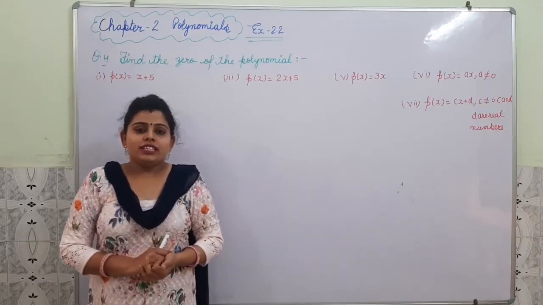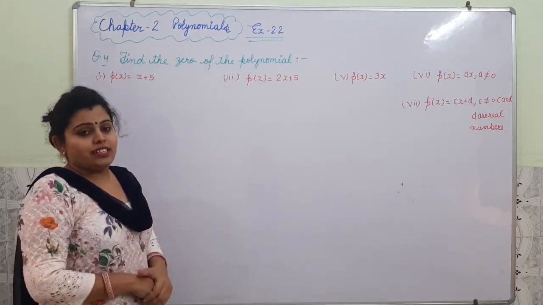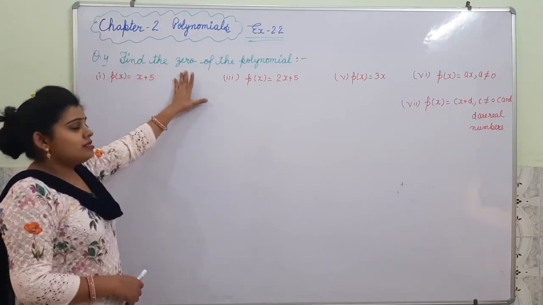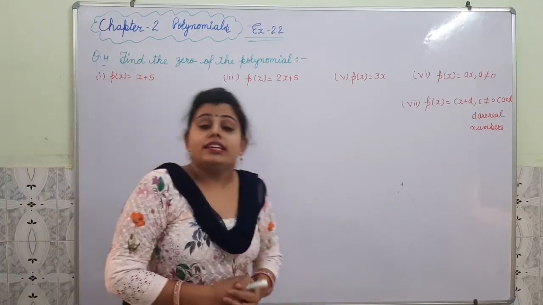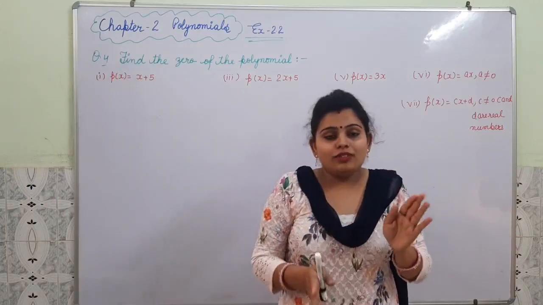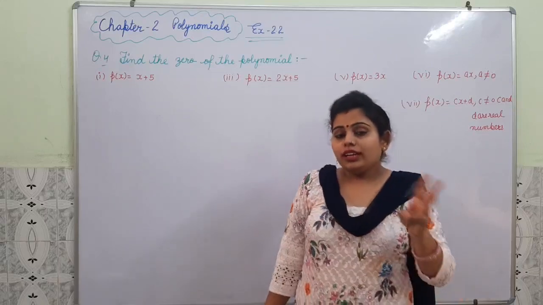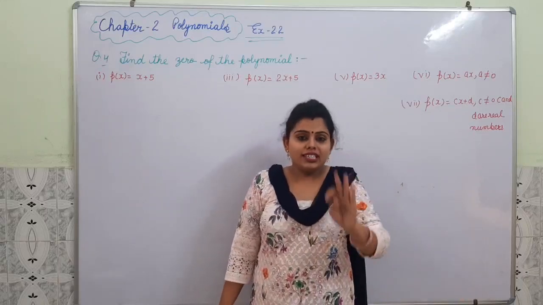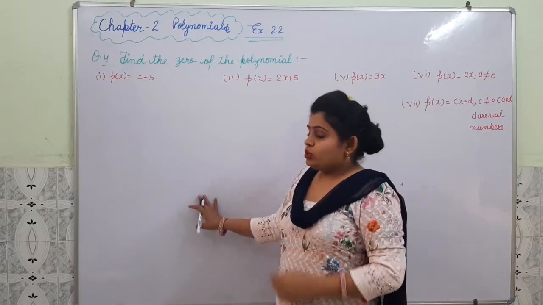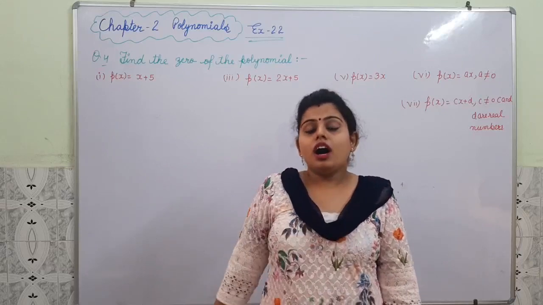Yes, dear students, now last question, question number 4 of this exercise. What we have to do in this question? Find the zero of the polynomial. Yes, dear students, now up to now what we have done? We have checked whether these are the zeros of this polynomial or not in third question. And in first and second question, what we have done? We have found the values. Now, dear students, in this question, we will find the zeros.